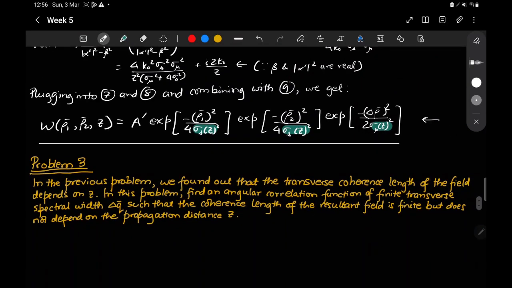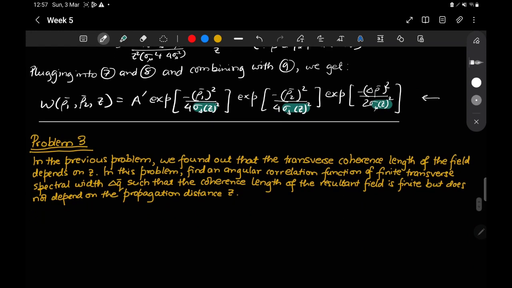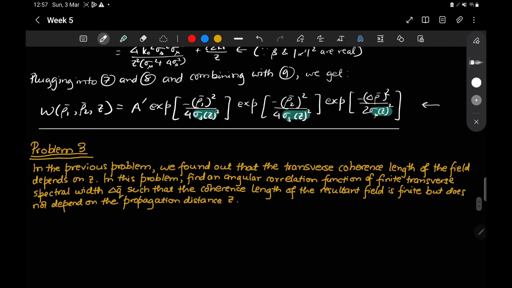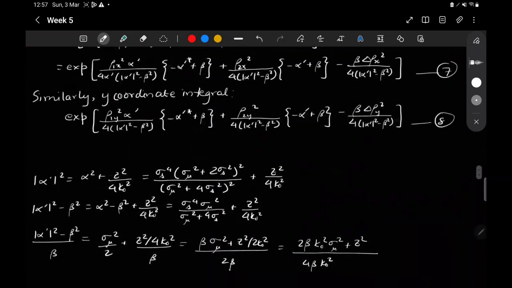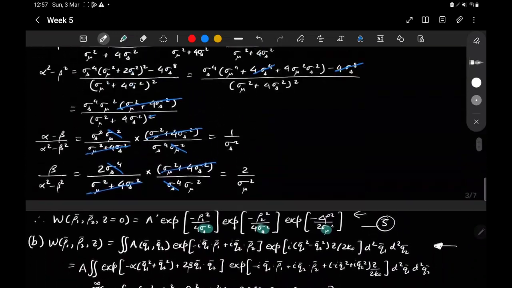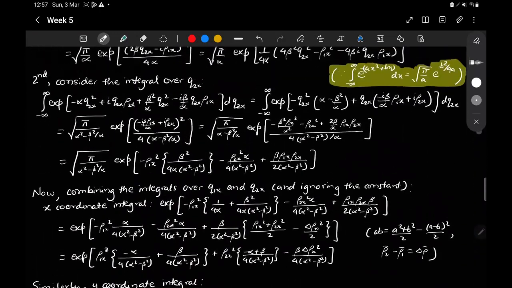So the question is, in the previous problem, we found that the transverse coherence length of the field depends on z. In this problem, find an angular correlation function of finite transverse spectral width delta q such that the coherence length of the resultant field is finite but does not depend on the propagation distance z. So think about it. If you want, I'll scroll over to this question so that you can recapitulate.